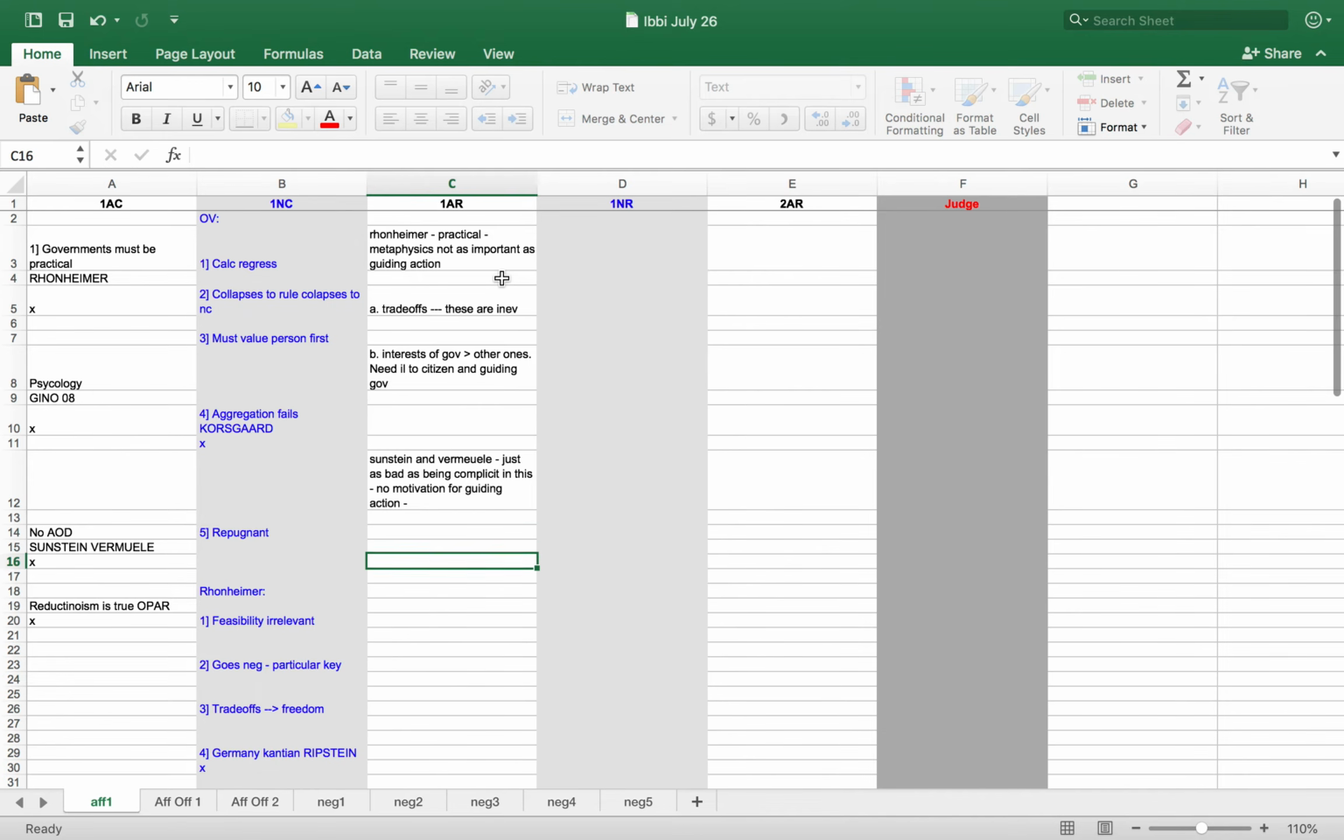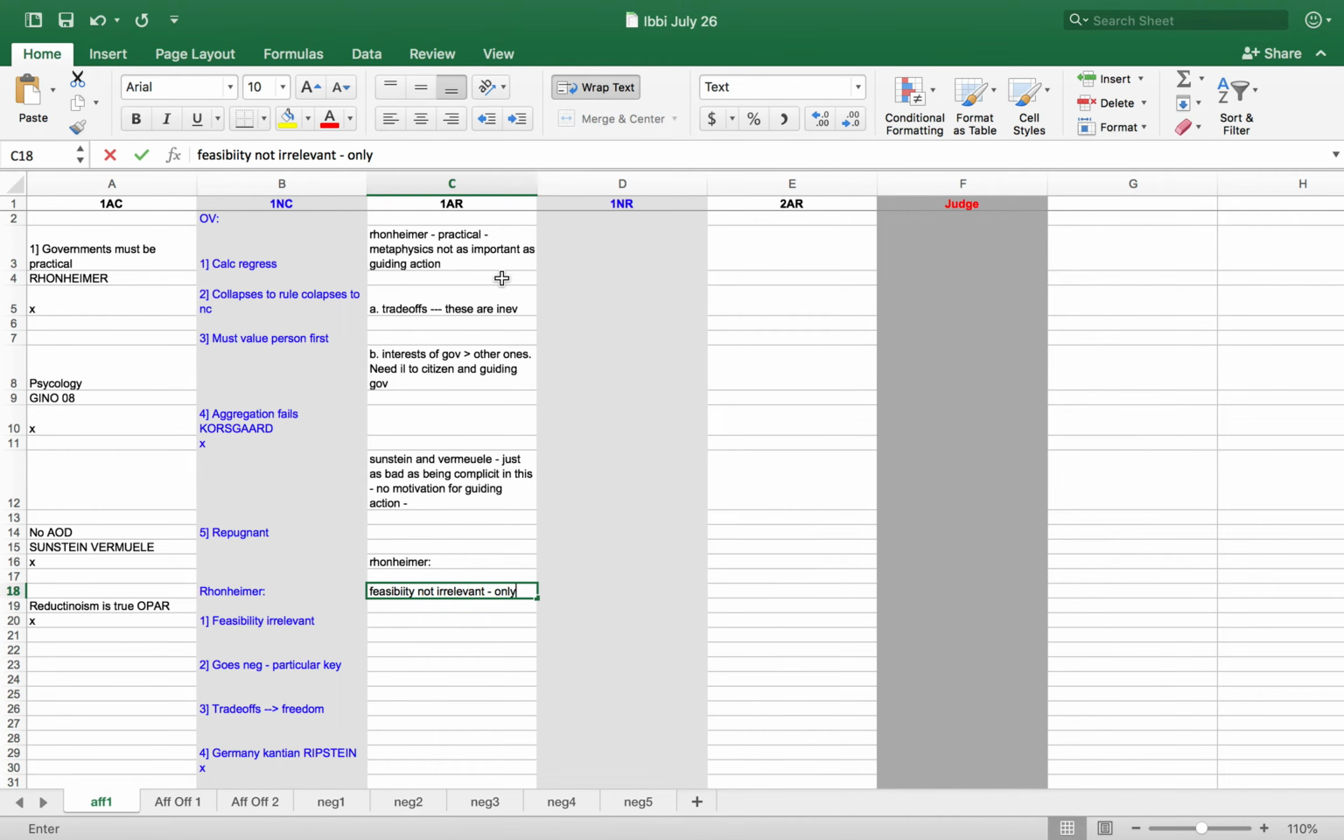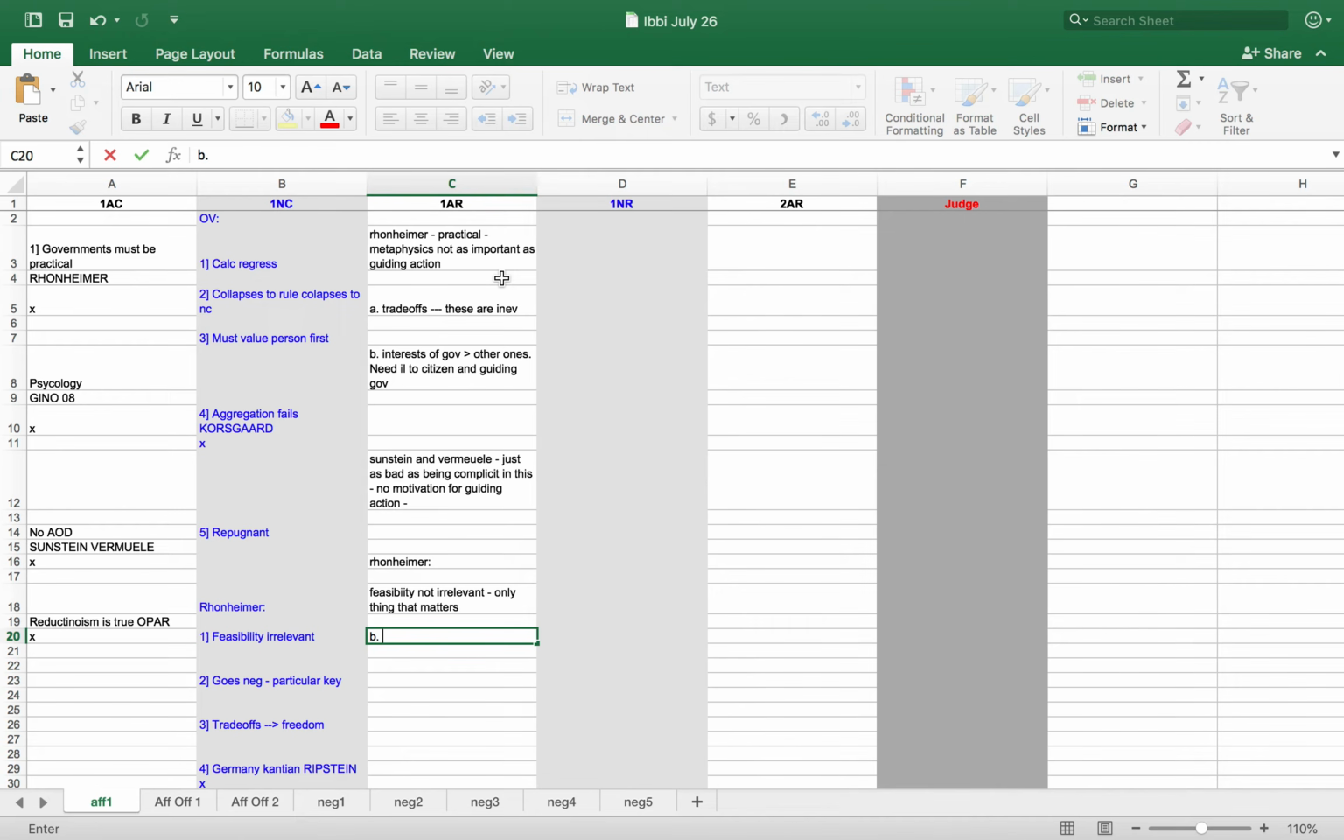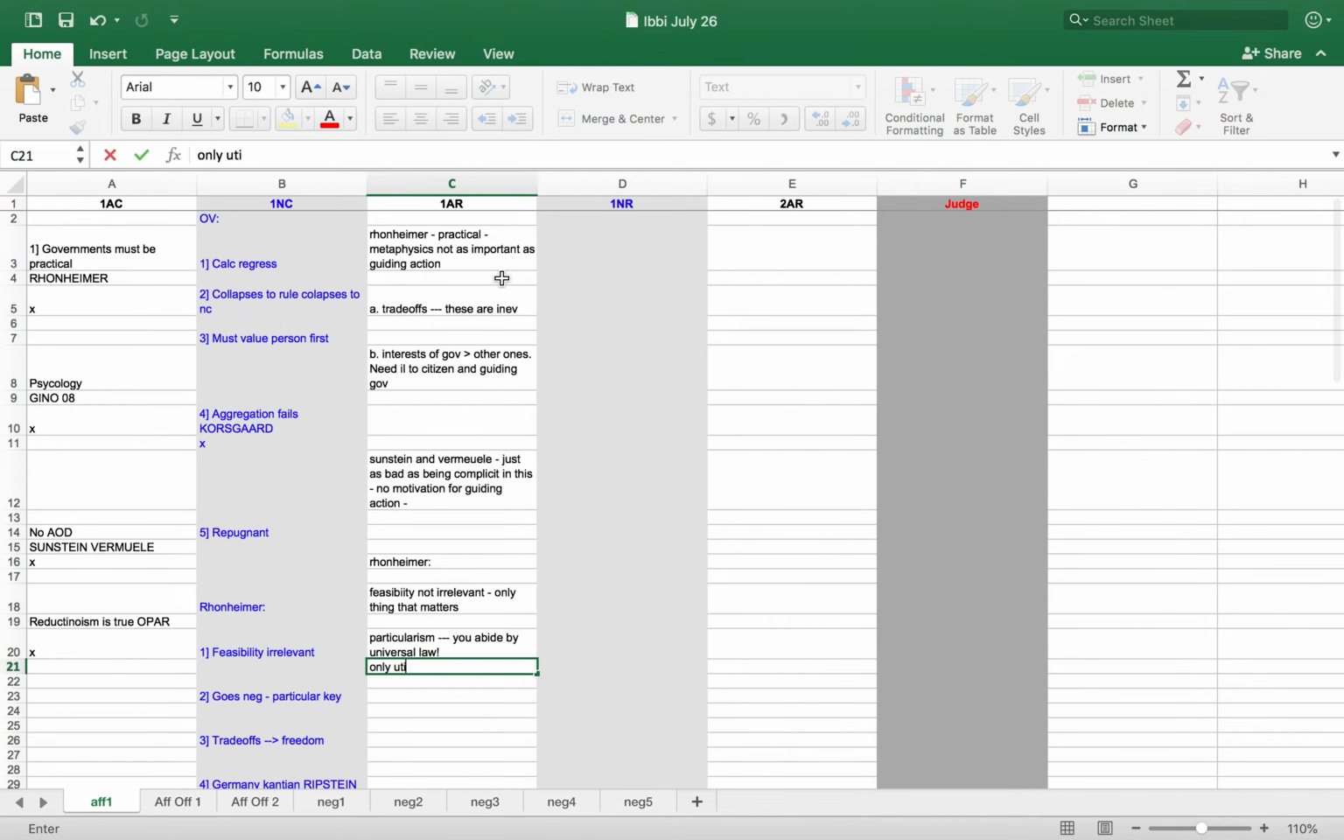On the line by line on the Ronheimer stuff, firstly, you say feasibility isn't irrelevant, but A-point, feasibility is the only thing that matters. If governments are feasibly carrying out actions, it means that we never resolve material injustice. B-point, next, you say some other particular circumstances, but A-point, you abide by things like universal laws and reason, which means that you don't abide by things like particular reasons. Only util is able to look at specific circumstances and dictate what the best consequence would be.